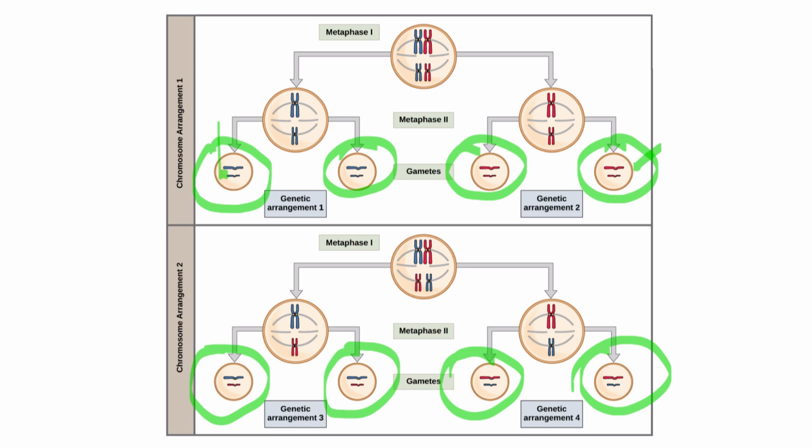So we've got red with red alleles up here. We've got blue with blue alleles over here. We've got red and blue over here, and blue and red over there, which ends up being the same thing.